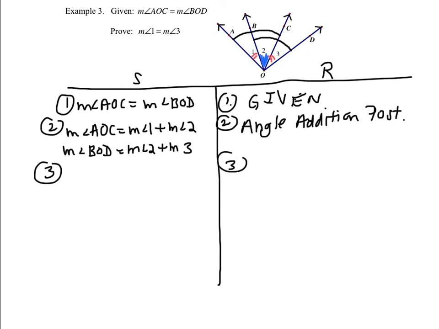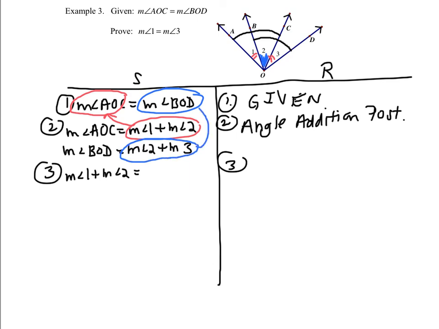In step 3, we're going to use a little bit of substitution. So check this out. The measure of angle AOC is also equal to the measure of angle 1 plus the measure of angle 2. So take out the measure of angle AOC and replace it with the measure of angle 1 plus the measure of angle 2. On the other side of the equal sign, we have the measure of angle BOD. We define the measure of angle BOD as being the measure of angle 2 plus the measure of angle 3. So take out the measure of angle BOD and replace it with the measure of angle 2 plus the measure of angle 3. I'll put in an angle symbol there. Okay, and again, that is substitution.